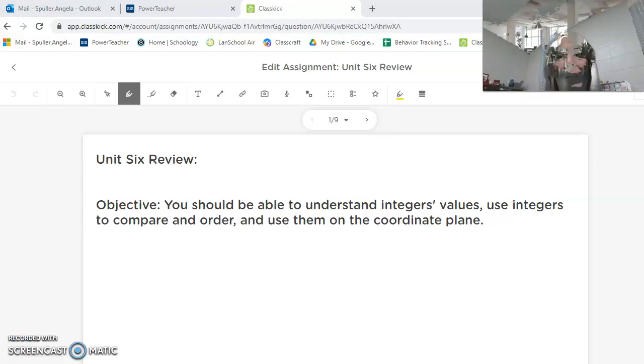Hi, this is Mrs. Oakley, and today we're going to look at the Unit 6 review. By the end of this unit, you should be able to understand integer values, use integers to compare in order, and use them on the coordinate plane.